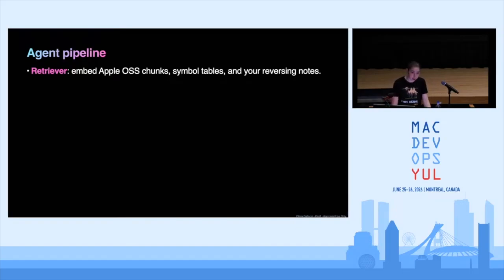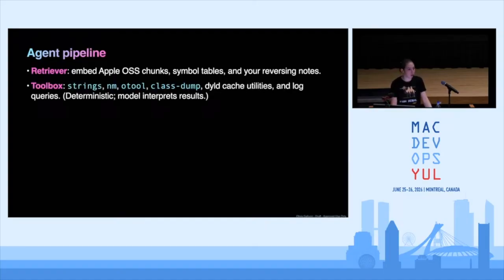I start by using a retriever. This is the indexing layer that searches embedded information like OSS code, symbols, notes, and log templates to return the most relevant context for a given question or artifact. Then I use a toolbox, which is a curated set of deterministic analyzers and system commands like strings, otool, class-dump, and log queries that the agents call to gather facts and generate evidence instead of just randomly guessing.